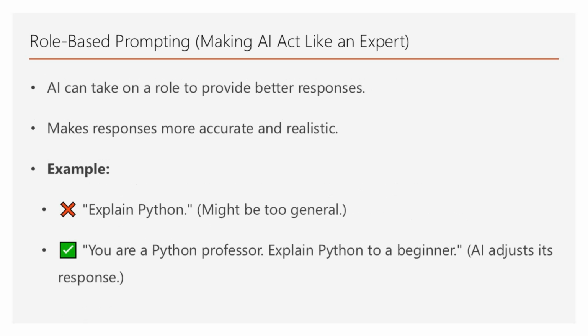One of the coolest ways to prompt AI is by giving it a role. If you tell it to act like a professor, a chef, or even a historical figure, it tailors its response to fit that personality. This makes responses more engaging and informative.